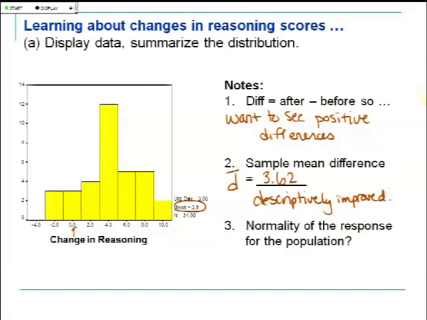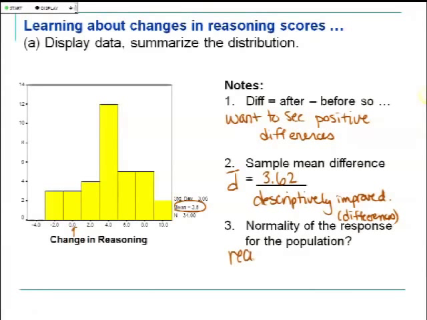Although I do also have what? A sample size of 34, which is starting to be where we think is reasonably large enough to rely on that central limit theorem if we had to. So a couple comments. Our histogram here shows the normality of the response, we'll even put here of the differences. Our response here is the differences.